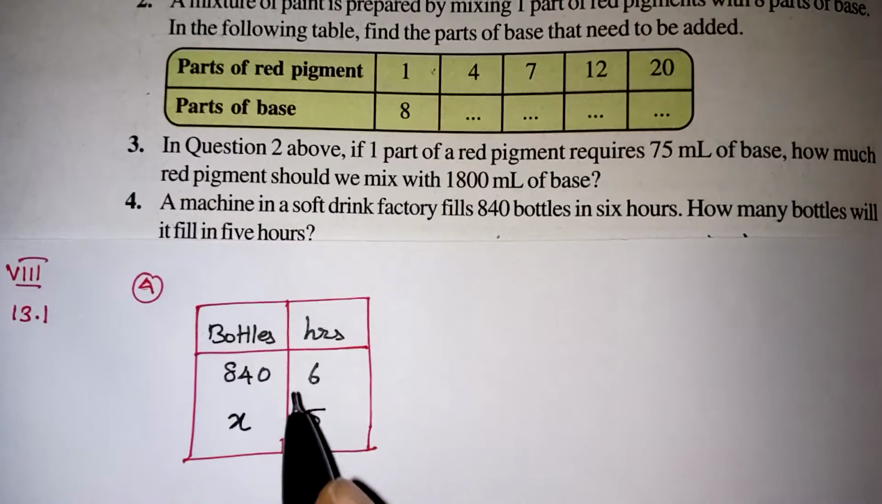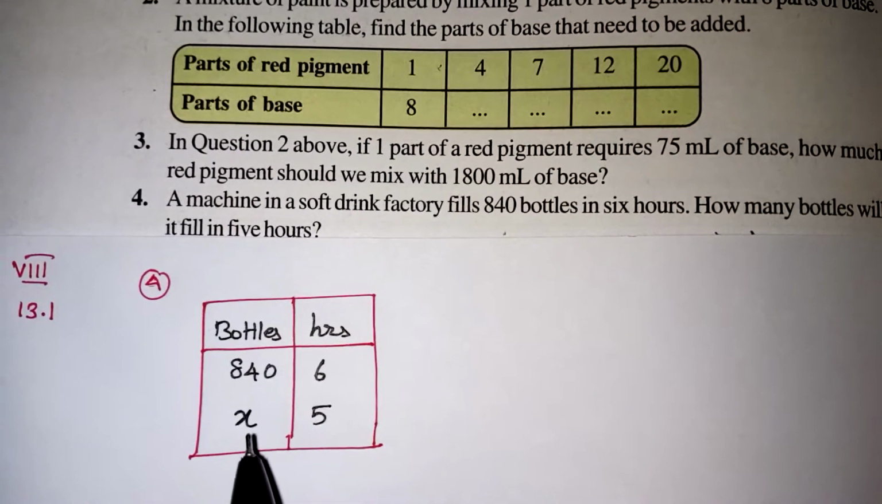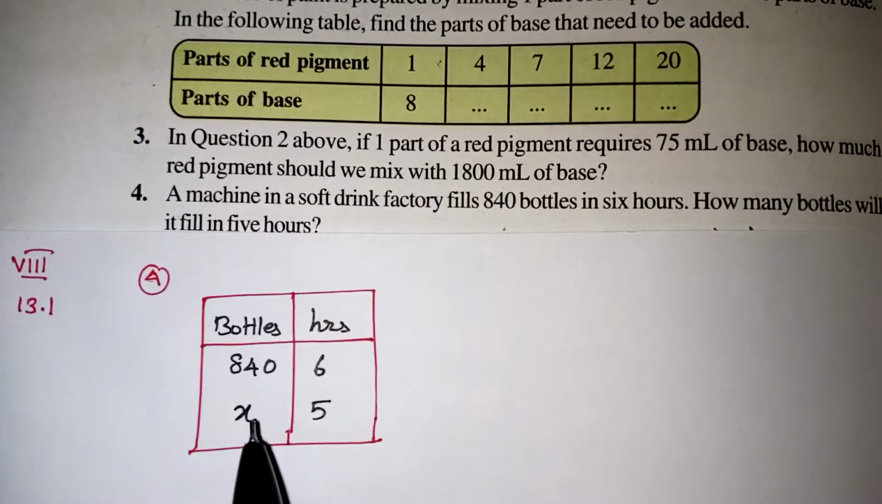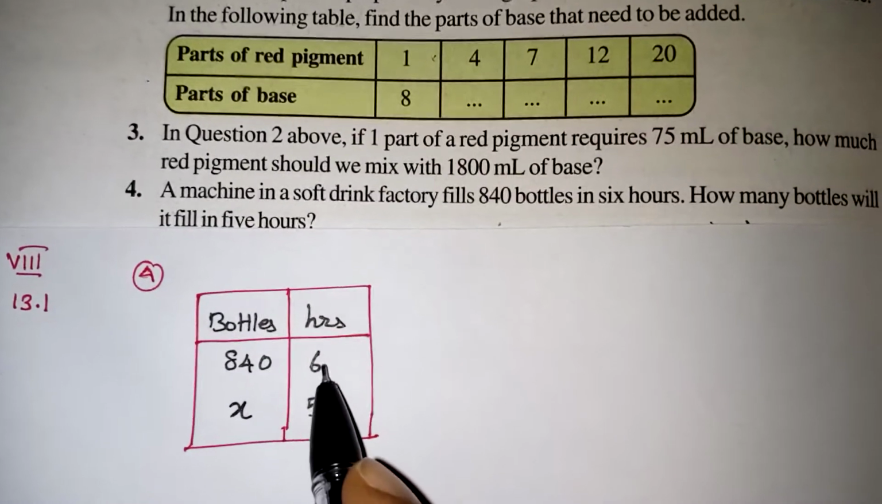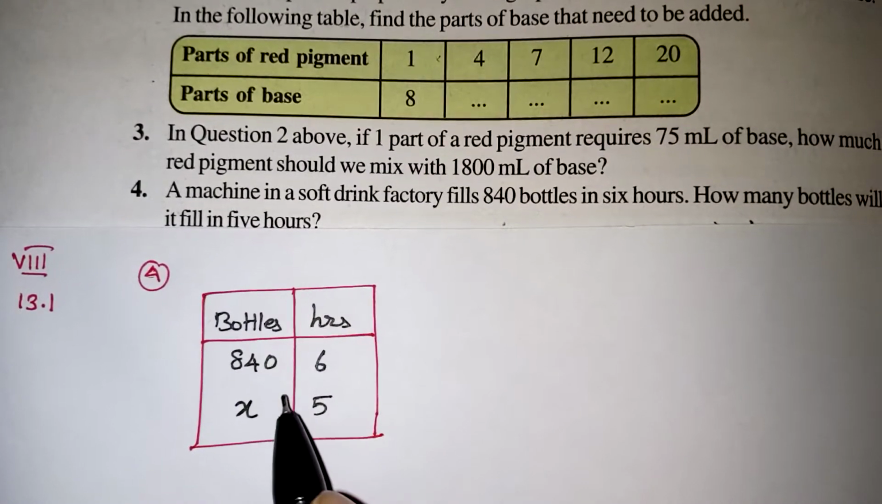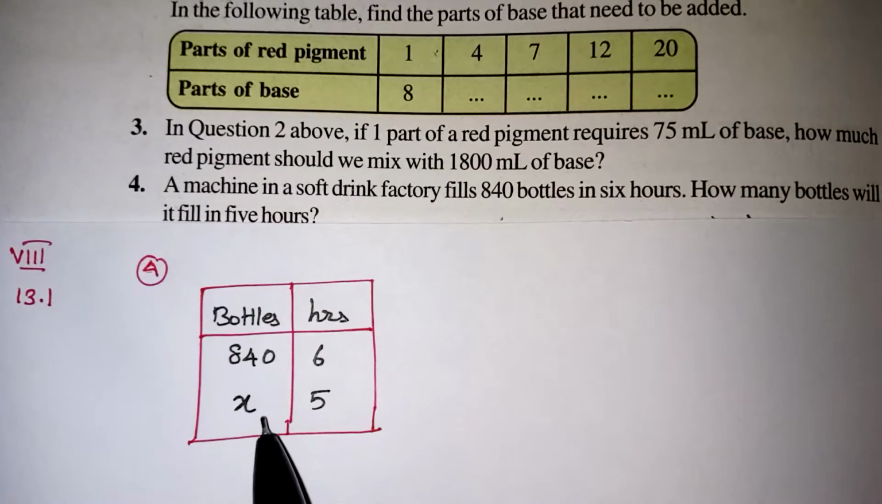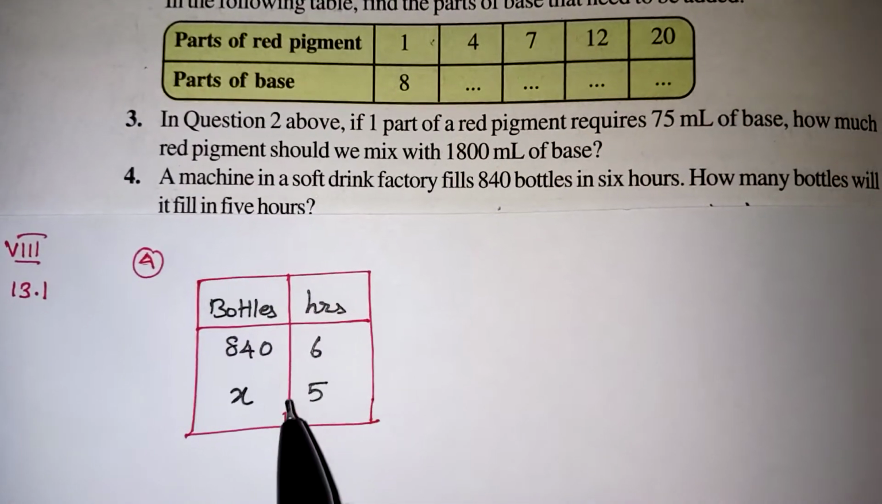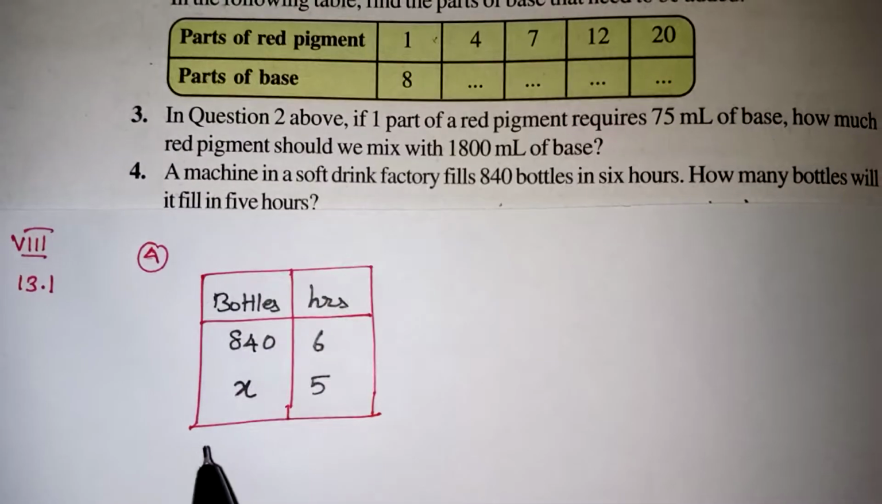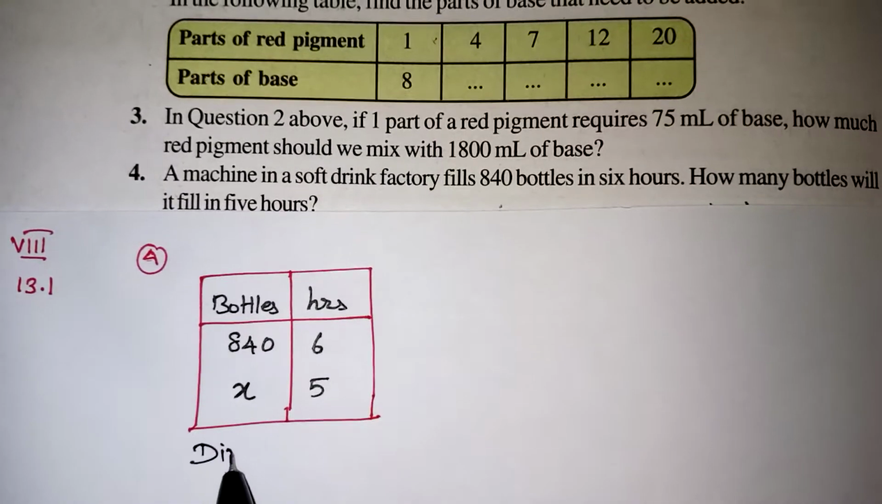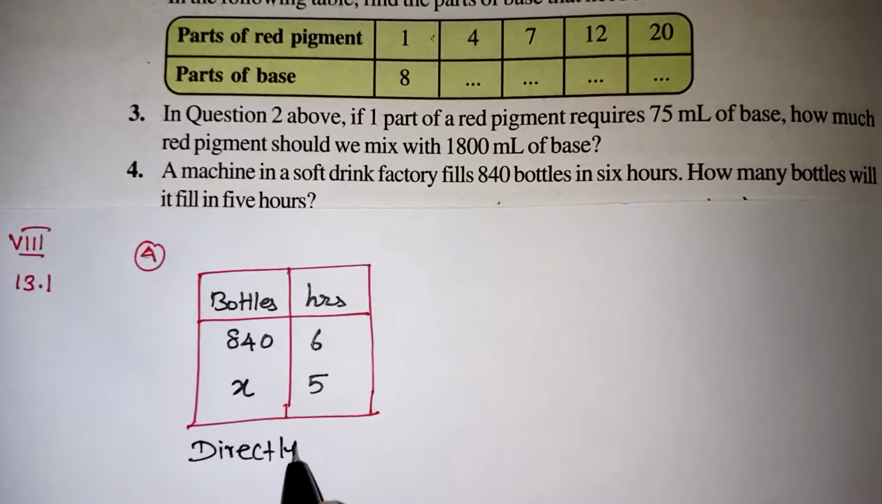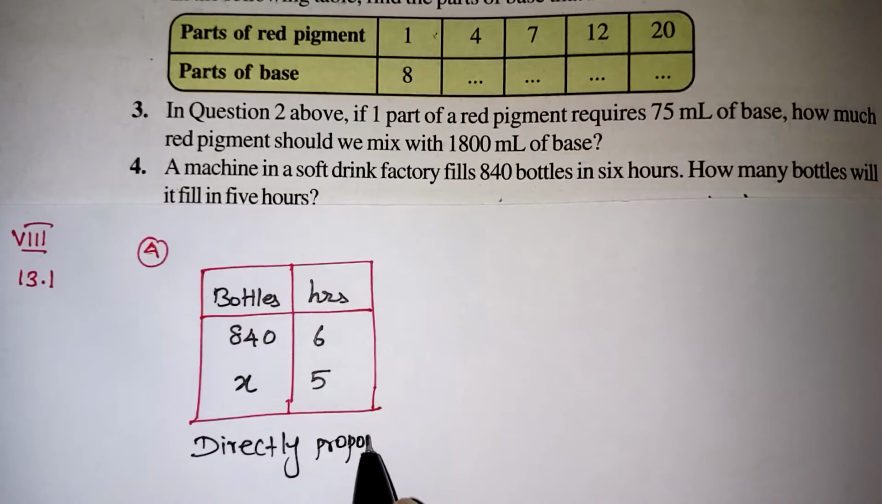X. Now, the first thing we have to find out is whether it is a direct variation or an indirect variation. So time is getting decreased. Definitely the number of bottles filled also will be getting decreased. Both will be getting decreased. So this will come under direct proportion. Directly proportional we can say.